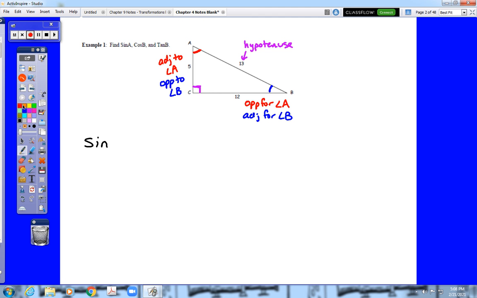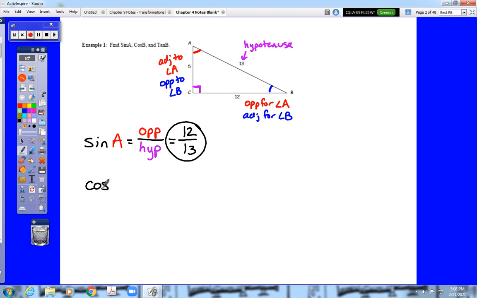So we're asked to find the sine of angle A. Notice that I've done all the naming up here for angle A in red. So the sine of angle A is going to be sine is opposite over hypotenuse. But the tricky part is that we have to use the side that is opposite of angle A. So in this case, that would be 12 over 13.